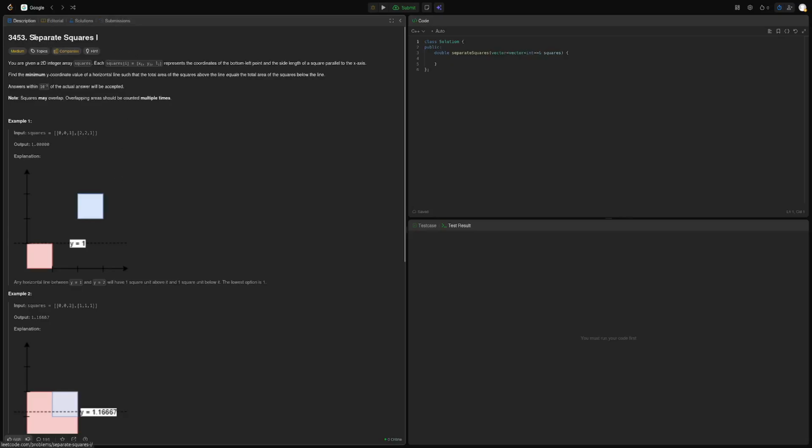So today we got the medium problem Separate Squares 1, and I have hiccups, so this will be funny.